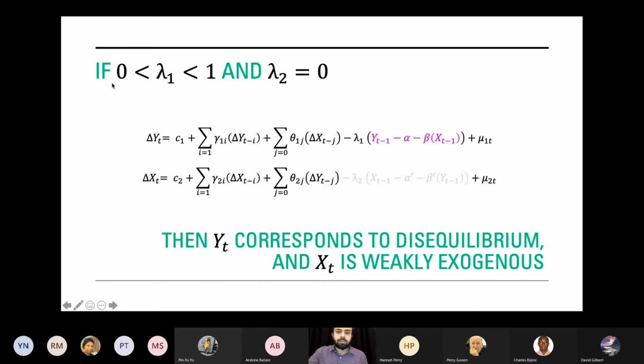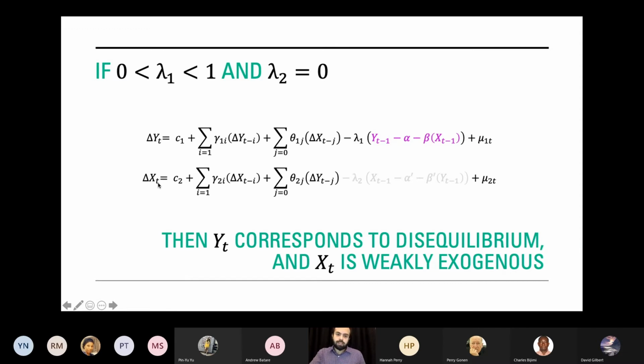When we estimate these, what if we have lambda 1, which is statistically significant and between 0 and 1? It has to be, for the model to be stable. But we have lambda 2 is 0. Then we can say that YT corresponds to disequilibrium, which means that if there are short-term fluctuations in YT, they will be corrected for because of the error correcting term being statistically significant.